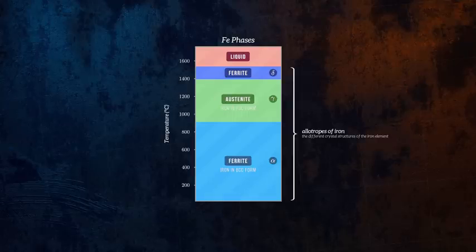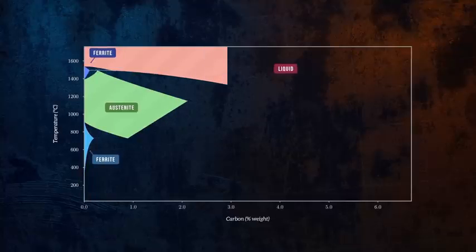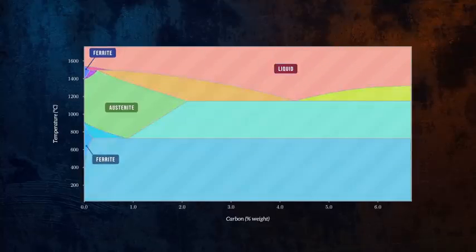We can extend this diagram to show how the phases within the material change with the presence of different amounts of carbon. This is what is called the phase diagram for the iron-carbon alloy.